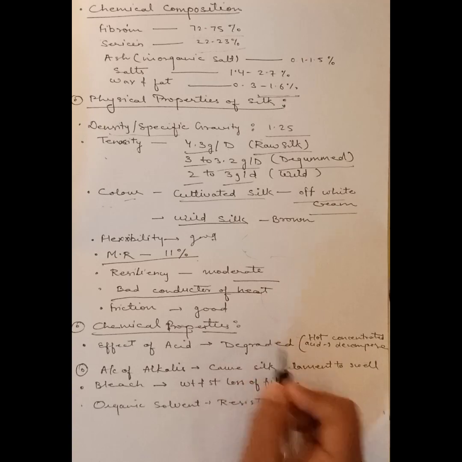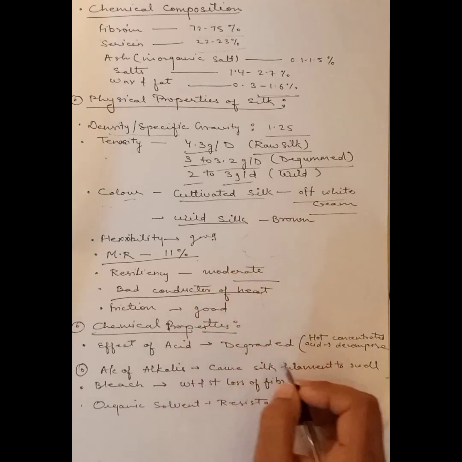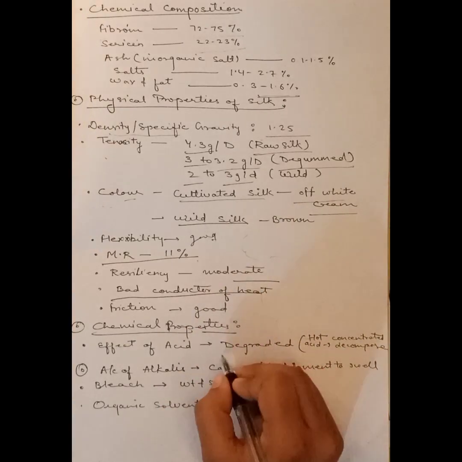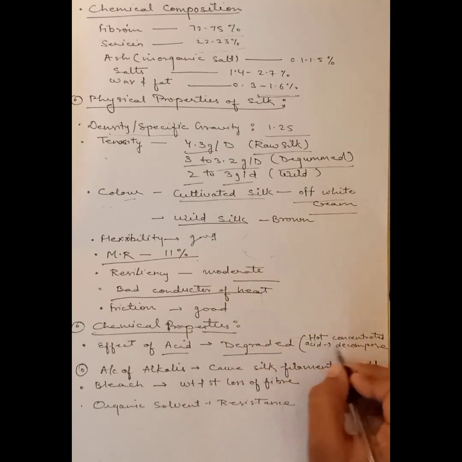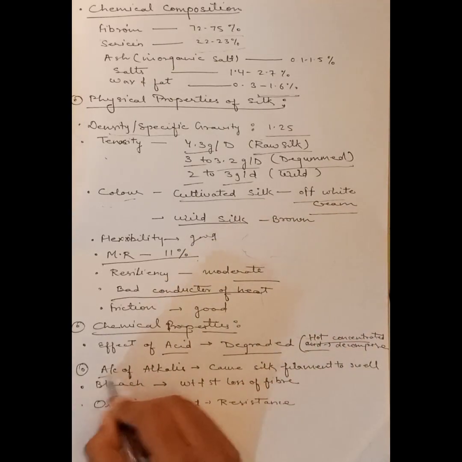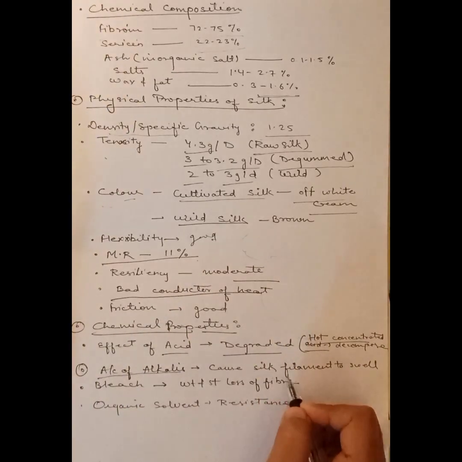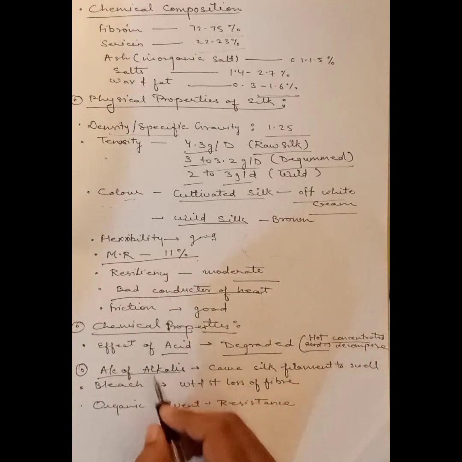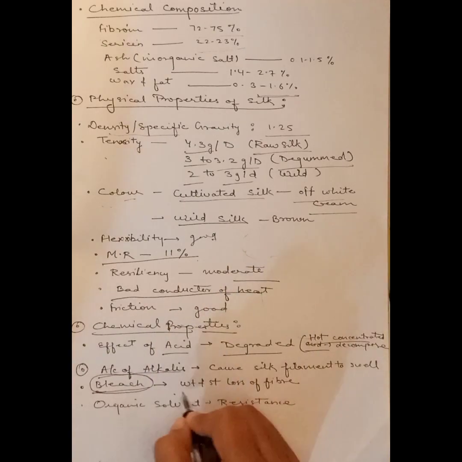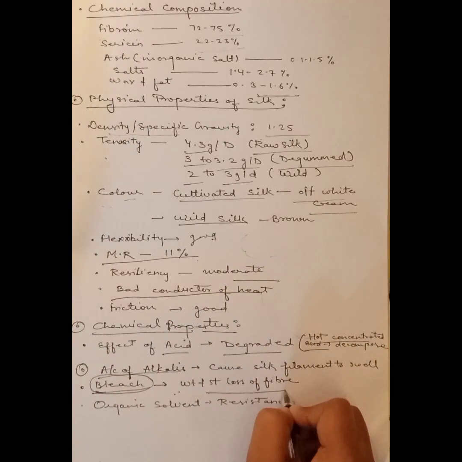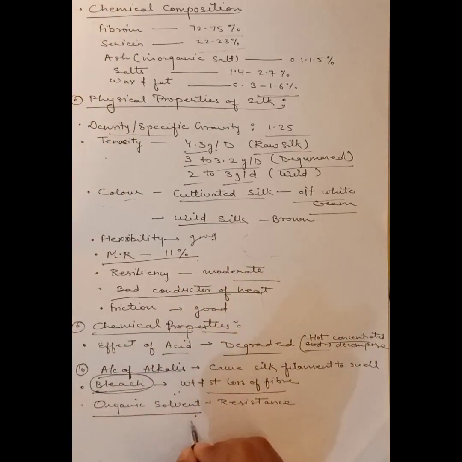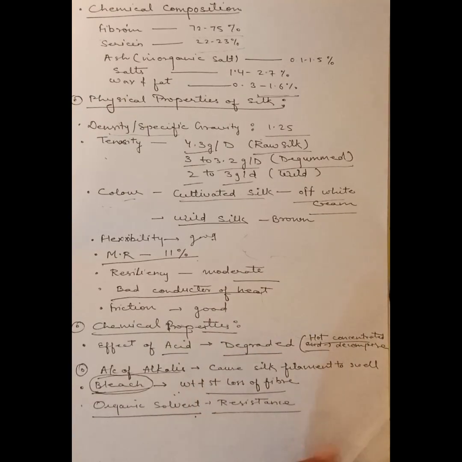Chemical properties of silk fiber. Effect of acid. When the silk fiber or fabric comes in contact with acid, it gets degraded, meaning hot concentrated acid decomposes the silk. Action of alkalis on the silk. Alkali causes silk filament to swell. Bleaching of the silk fiber means weight and strength loss of the fiber. And organic solvents. Silk fiber is resistant to organic solvents.